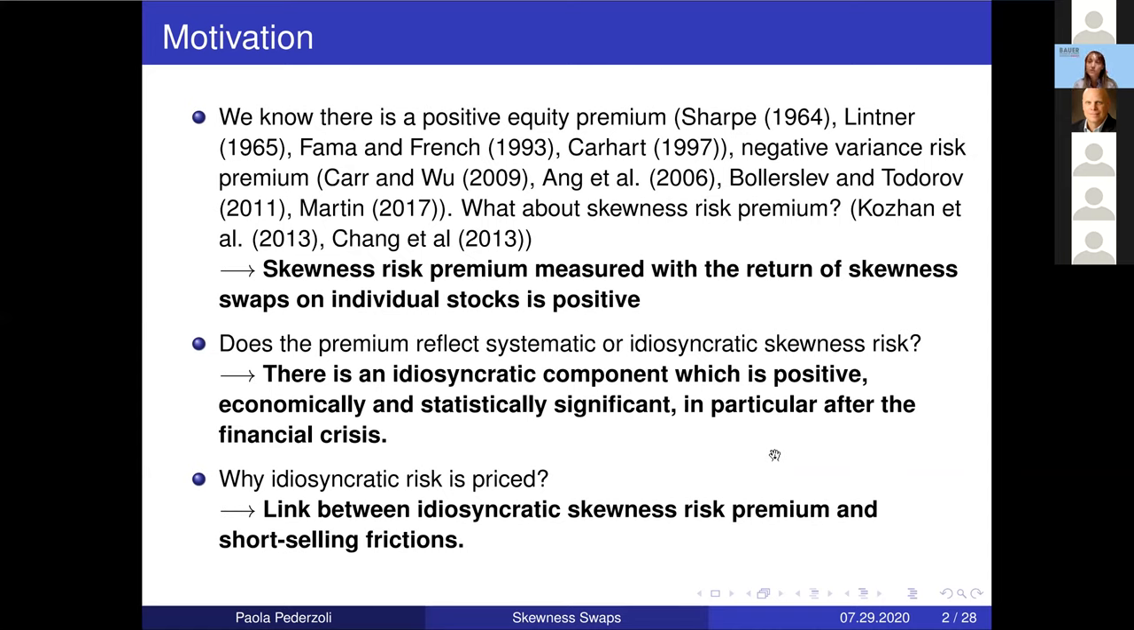So investors have a preference for positive skewness at the market level, but also positive skewness at the idiosyncratic level. And this idiosyncratic component increased through time, and in particular after the financial crisis.